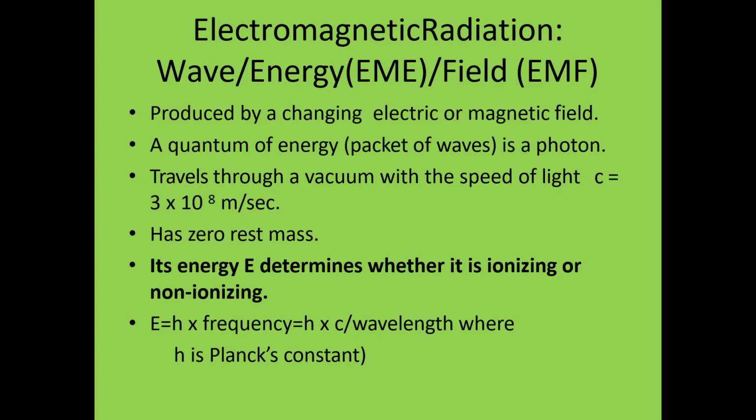Unlike the alpha particle, ang mass ng alpha particle is 4. Then ang mass ng beta, it's either negative 1 or positive 1. Okay. So according here, its energy determines whether it is ionizing or non-ionizing radiation. So yun nga yung sinabi ko kanina, the only difference between the ionizing and non-ionizing radiation is its energy. Okay.